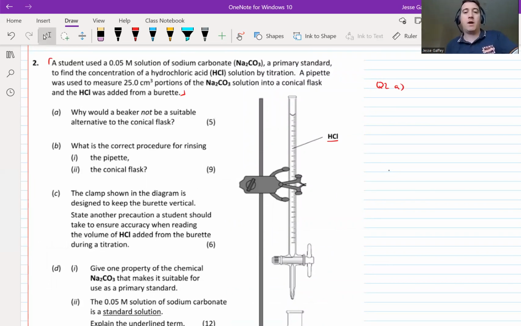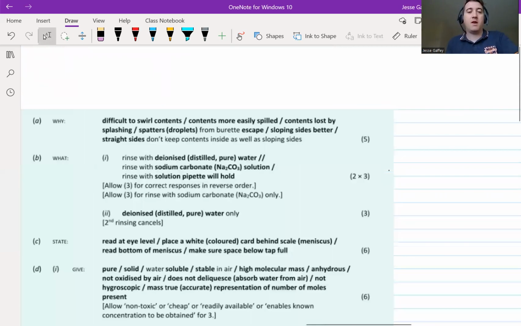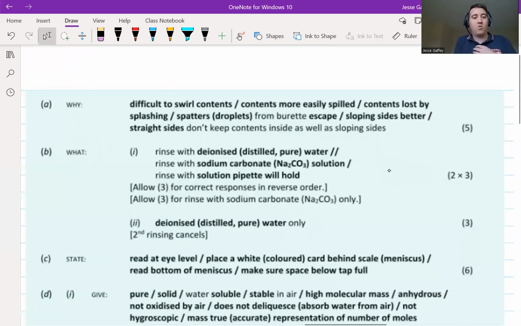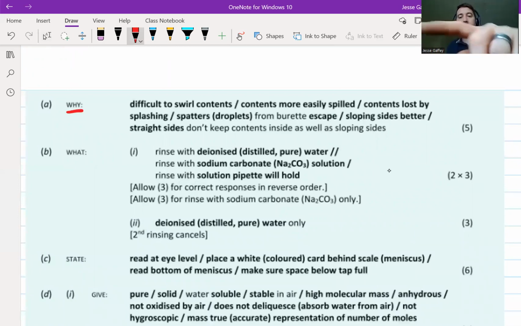All right, so for the possible answers, I'm looking at the marking scheme. This is why we would not use a beaker. Look at the possible answers. All of these are acceptable. I think the biggest thing you may have gone for is that it would be easier to spill or splash, or contents lost by splashing. It's easy to get those marks.